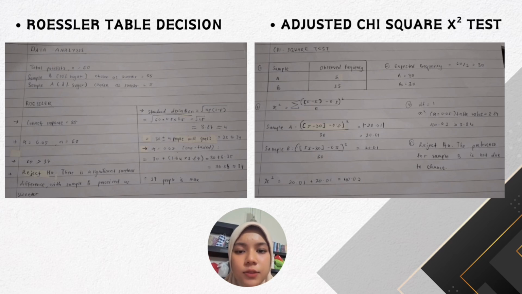Next, the chi-square test was used to determine whether the observed sweetness responses differ from the expected 50-50 distribution. Under the null hypothesis, 30 panelists were expected to choose each sample. However, 55 panelists selected sample B, while only 5 selected sample A. The adjusted chi-square value calculated was 40.02, which is greater than the critical value of 3.84 at 1 degree of freedom. This indicates that the observed preference is statistically significant and not due to chance.